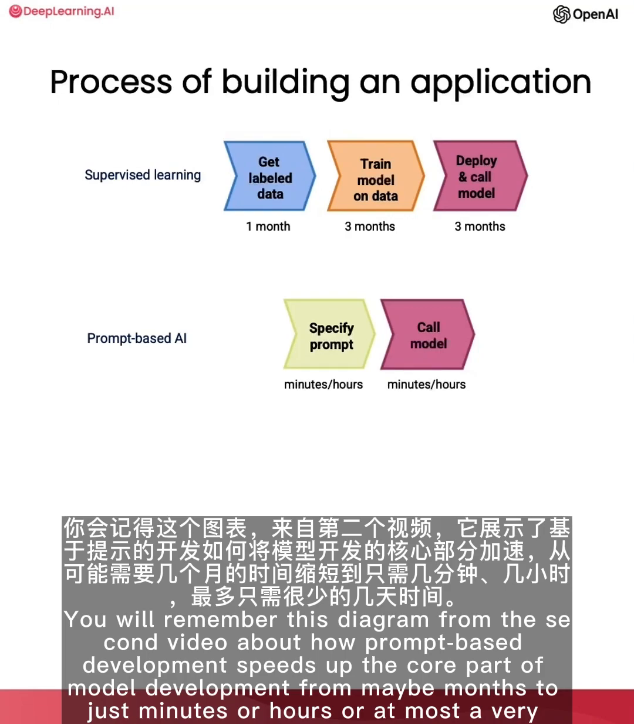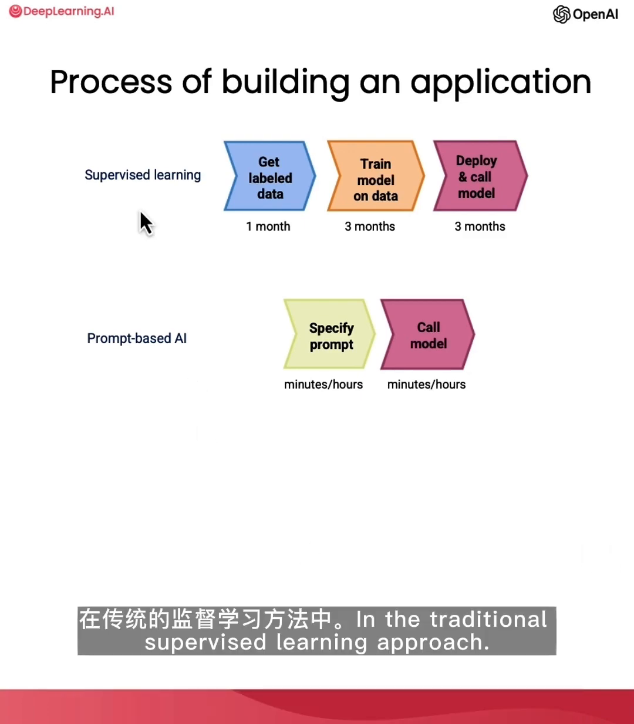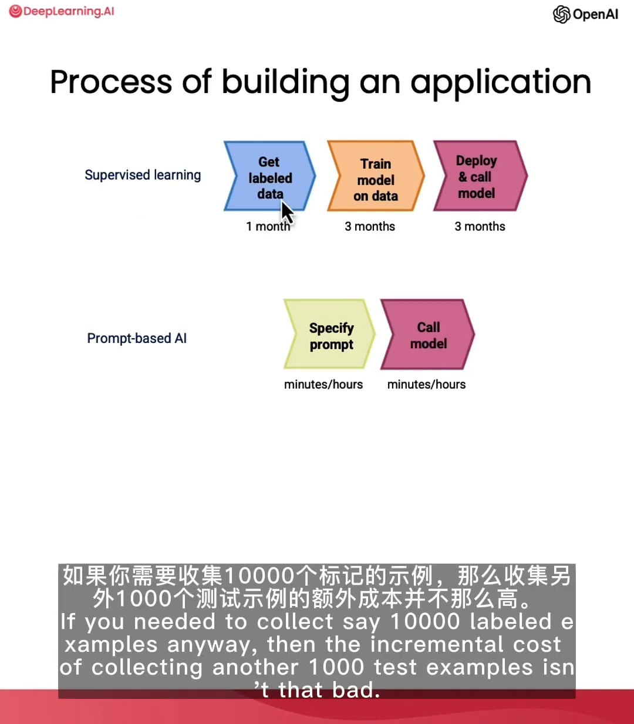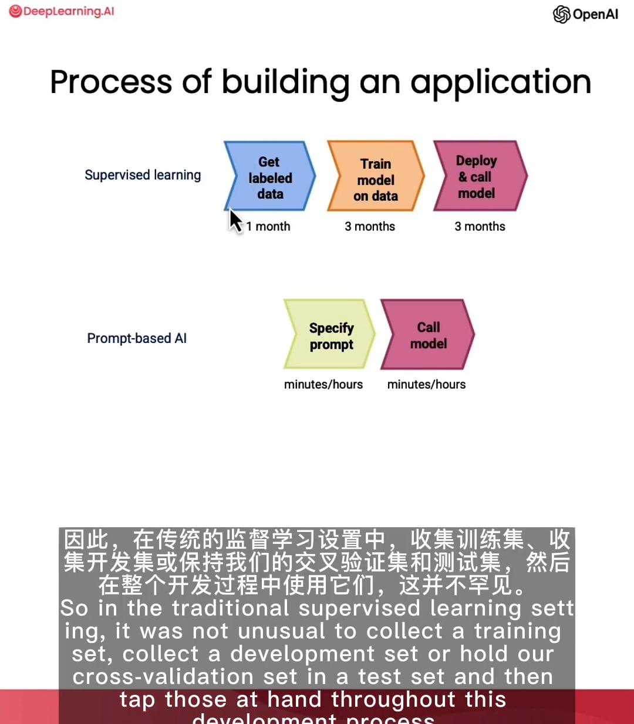You will remember this diagram from the second video about how prompt-based development speeds up the core parts of model development from maybe months to just minutes or hours, or at most a very small number of days. In the traditional supervised learning approach, if you needed to collect, say, 10,000 labeled examples anyway, then the incremental cost of collecting another 1,000 test examples isn't that bad. So in the traditional supervised learning setting, it was not unusual to collect a training set, collect a development set, or hold out cross-validation set and a test set, and then to have those at hand throughout this development process.